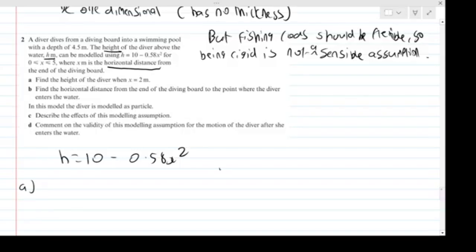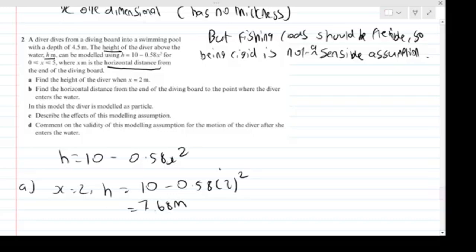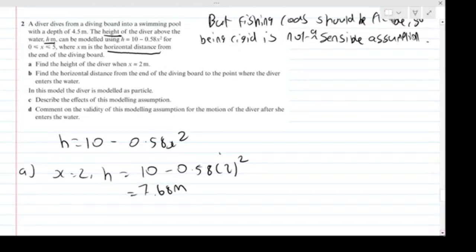Okay, so when x is 2, then very simply the height, if I sub 2 in, is 10 take away 0.58 of 2 squared, which would be 7.68 meters. Then part B says find the horizontal distance from the end of the diving board to the point where the diver enters the water.